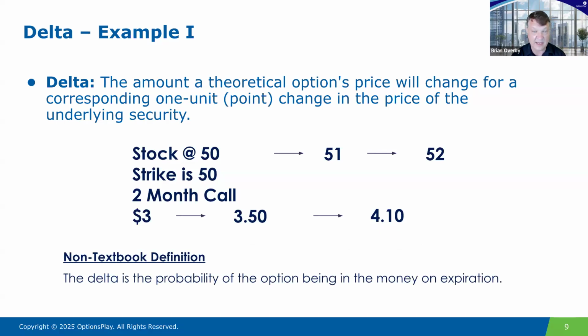And I'll even add to that: it's the probability of the option being in the money at least 1 cent at expiration. What are the odds, with the stock at 50 and the strike at 50 on our call option, of the stock finishing at least $50.01? What's the odds of that happening? And that's where delta comes from.